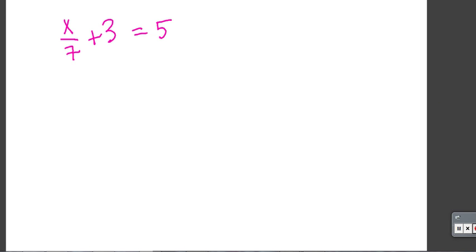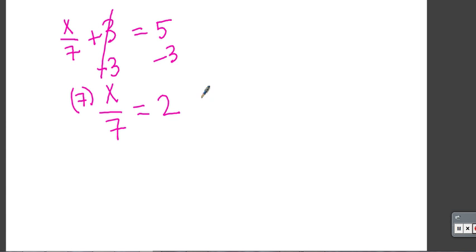Alright, so we're going to apply the same idea to something like this. We're always going to move this number first, so we're going to subtract 3 from both sides because we're making 0 pairs. These cancel, leaving us with x over 7 equals, and then we got 5 minus 3, which is 2. And then the operation, remember we're doing opposite operations, right? The operation we're doing here is division, x divided by 7, which means the opposite of division is going to be multiplication. So we're going to multiply 7 on both sides.